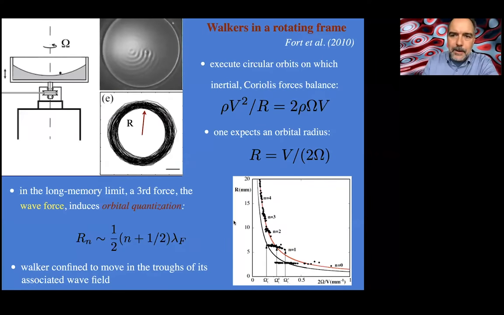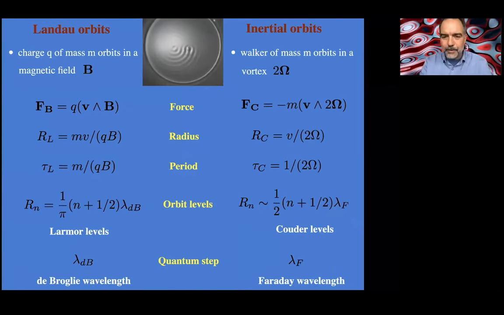Okay, so walkers in a rotating frame. These are experiments done by Emmanuel Fort and Couder's group. They looked at the motion of a walker in a rotating frame, and what you expect if you have something moving at uniform speed v in a rotating frame, all of you geophysical fluid dynamicists out there will be comfortable with this one. You have a balance between the centripetal outwards force and the Coriolis inwards force, okay?